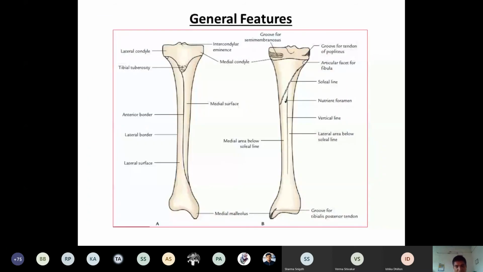Tibia, what are the general features? Superiorly is the upper end of the tibia, inferiorly the lower end, and in between is the shaft. In the upper end you can see two condyles, lateral condyle and medial condyle, and the tibial tuberosity. Between the two condyles, on the upper surface, there is the intercondylar area. On the posterior surface of the medial condyle you can see the groove for the semimembranosus. On the posterior surface of the lateral condyle, you can see the groove for the tendon of the popliteus. Posteriorly, in the upper part of the shaft, you can see the soleal line.